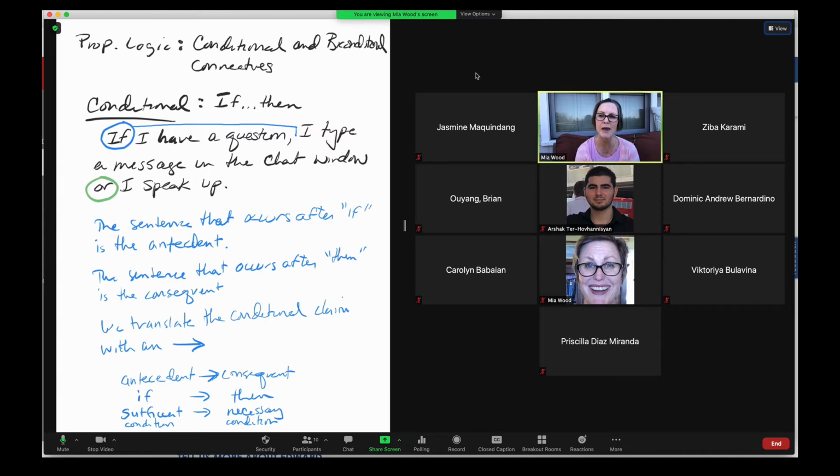Alternatively, we can say that if I have a question, then it must be the case, right? On the assumption that the antecedent really is a sufficient condition, it guarantees chatting in the chat window or speaking up, right? We're saying that I must speak up or use the chat window. So the language of sufficiency and necessity is also in play in a conditional claim.